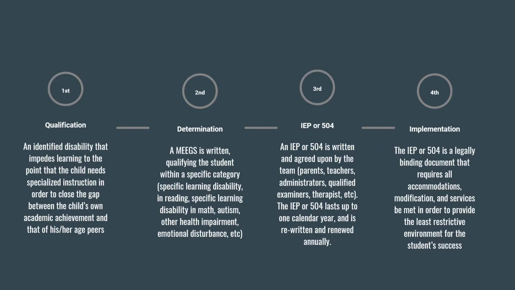The third step is an IEP or a 504. An IEP or a 504 is written and agreed upon by the team, which includes the parents, teachers, administrators, qualified examiners, and so on. The final step is the implementation. Based upon what's written in that IEP, that is then a legally binding document that requires all of the things listed to be provided. And this is what's most important: it has to be the least restrictive environment for the student's success.